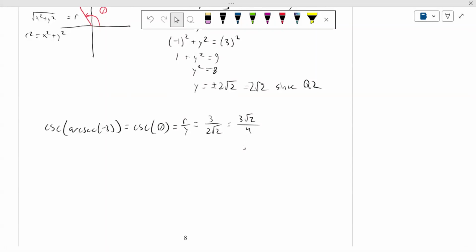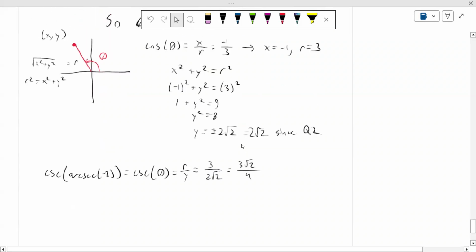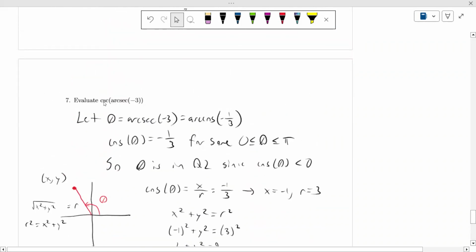If you're looking for more practice with something like this, just try changing the functions. Try changing it to secant of arccosine, or try changing it to tangent of arccosecant of -3. Just try a few different functions out and see what happens. How do you know if you got it right? Plug it into a calculator and see if you got the right thing or not.